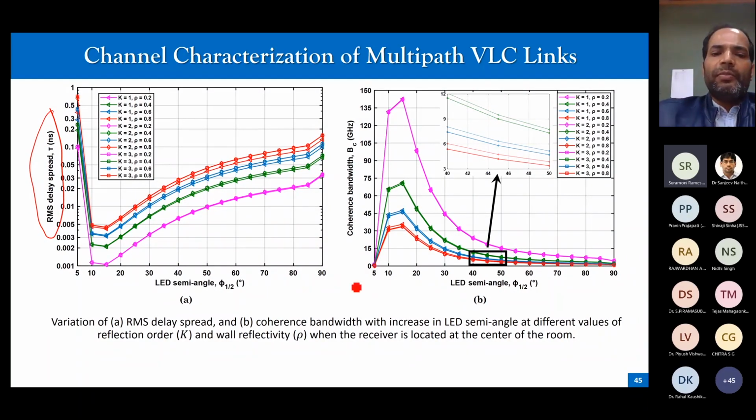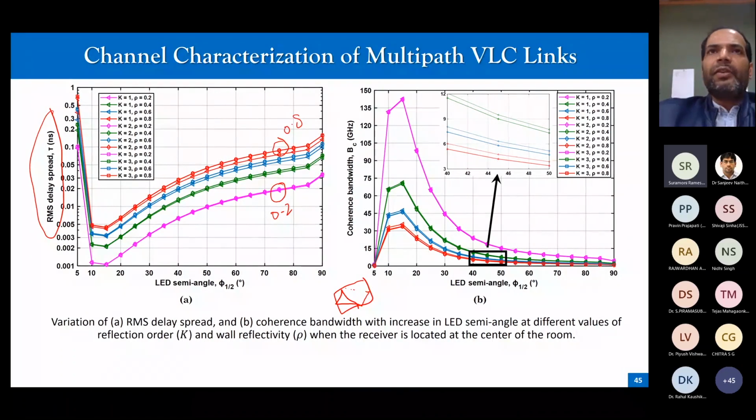For example, if the LED is transmitting some light, this may get reflected here, here, here, here, here, and so on and so forth. So how many reflections do we have to consider? That's the first question. And what is the reflectivity at the surfaces that you have assumed? If we assume reflectivity as 0.2, then we get these results. And if we consider the reflectivity of 0.8, which is really high, we get these sort of results.